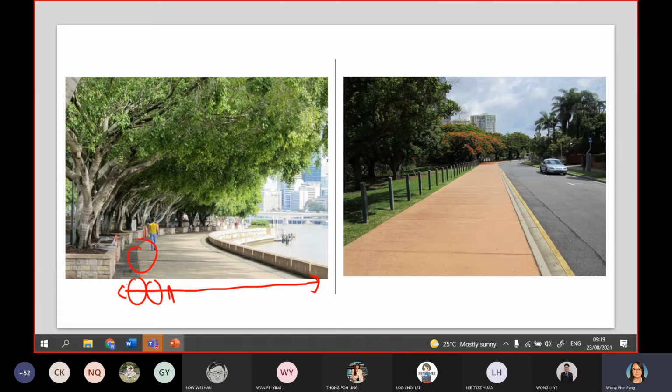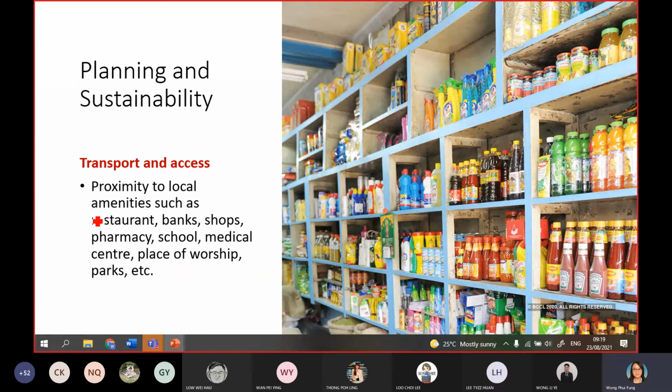Okay, that is a thing. And apart from near to public transport, proximity to local amenity, such as restaurant, school, bank, park, is also very good, because sometimes if you want to buy one ketchup, do you think you want to drive purposely to a shopping mall just to buy one ketchup only, or just to buy one sauce? Of course, no, isn't it? So if the proposed development is near to all these local amenities, that would be a plus point. Okay.